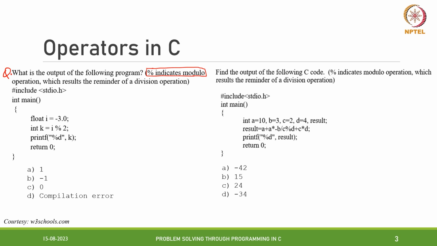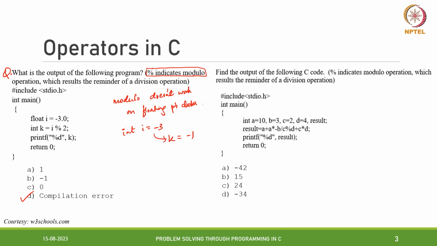So the issue with this is, I'll tell you why it is a compilation error, not -1. The modulo operation does not work on floating point data. It can work only on integers. So either you define int I equals minus 3, and then you will get this k value to be -1.